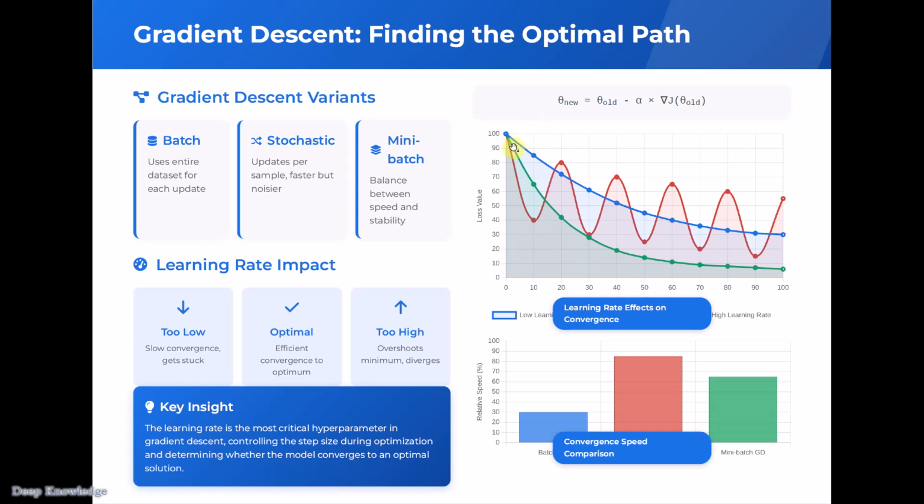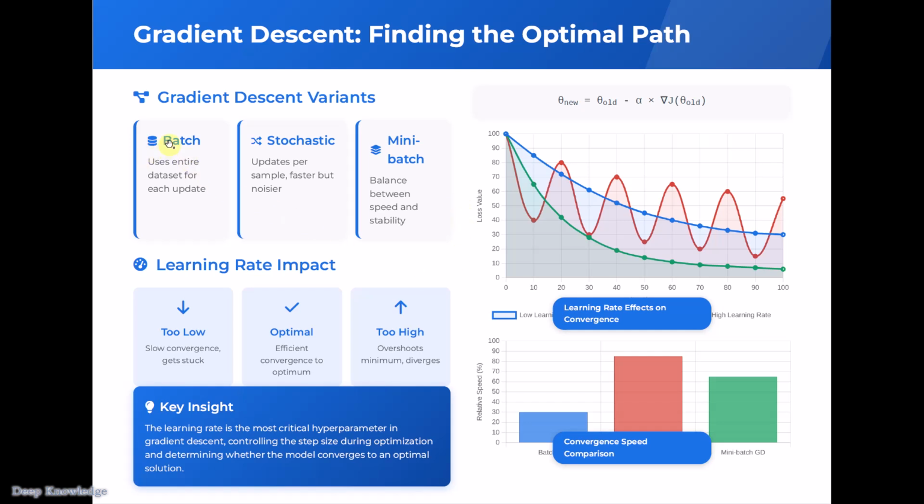Imagine you are standing on top of a mountain, blindfolded, and your goal is to reach the lowest valley. That's exactly what gradient descent is, a step-by-step process to find the optimal path to the minimum of the loss function. And there are three, let's say, different ways to take these steps.